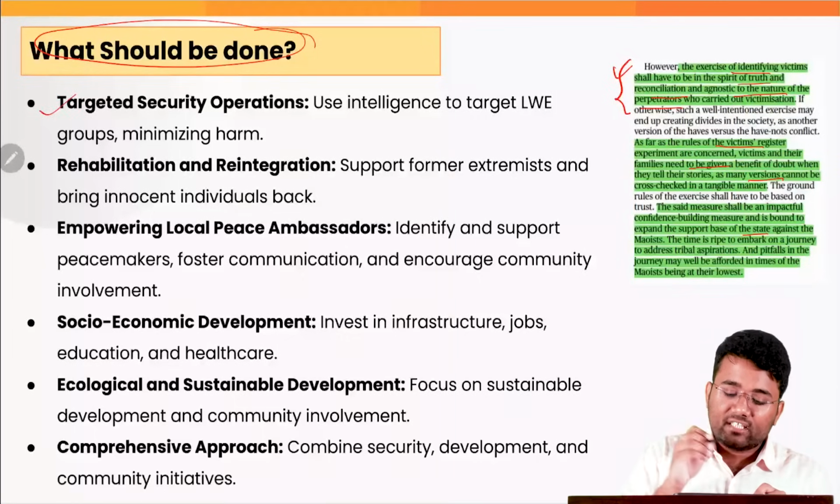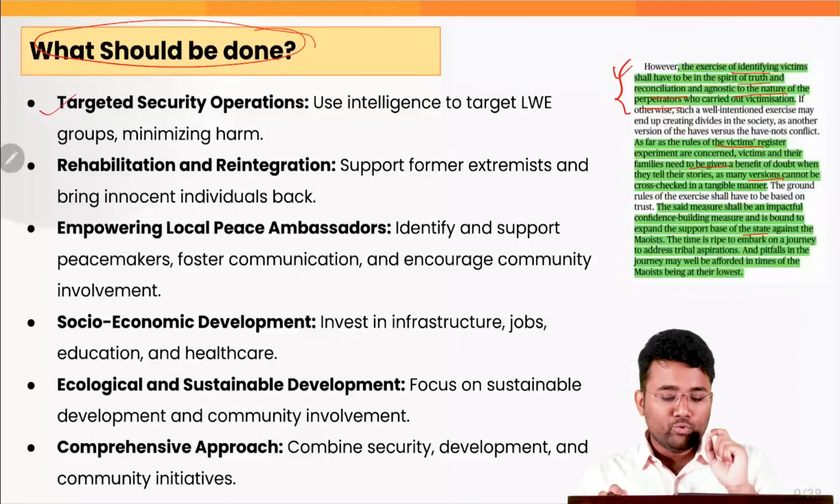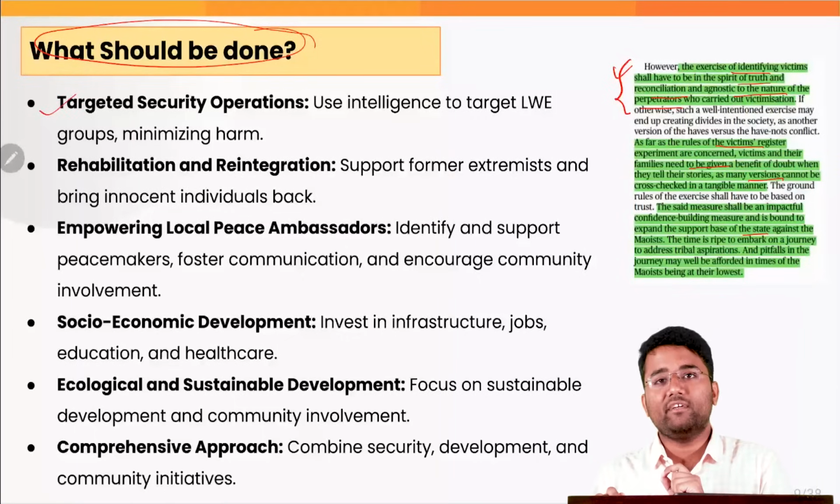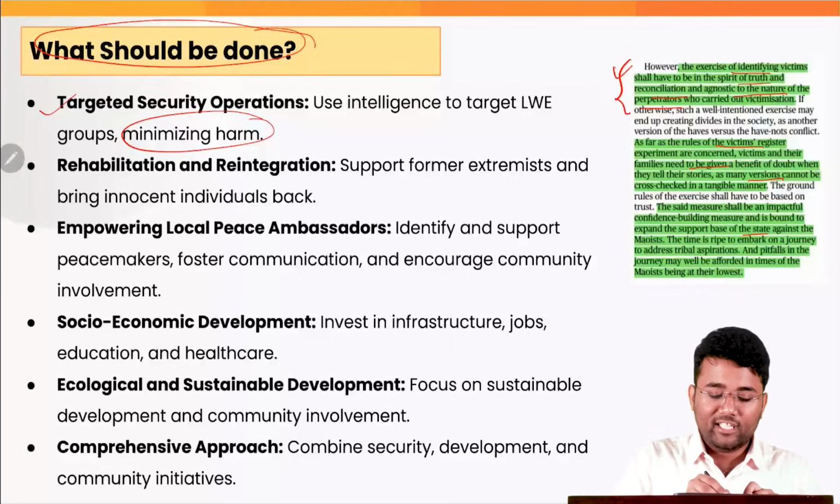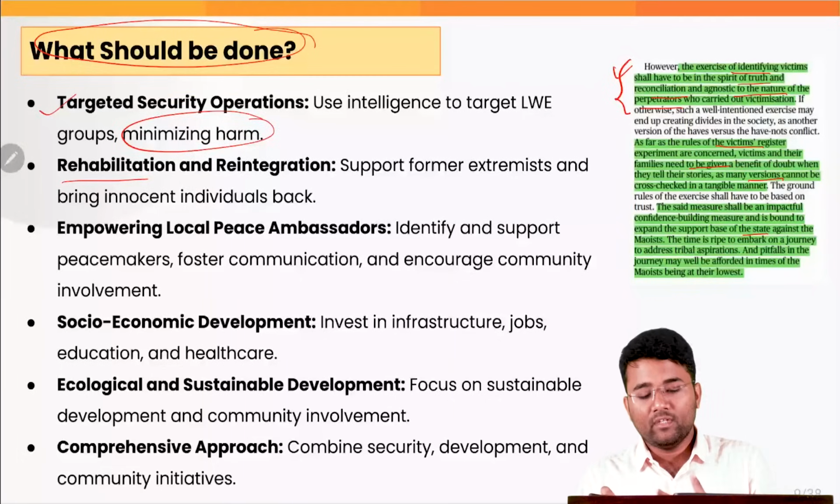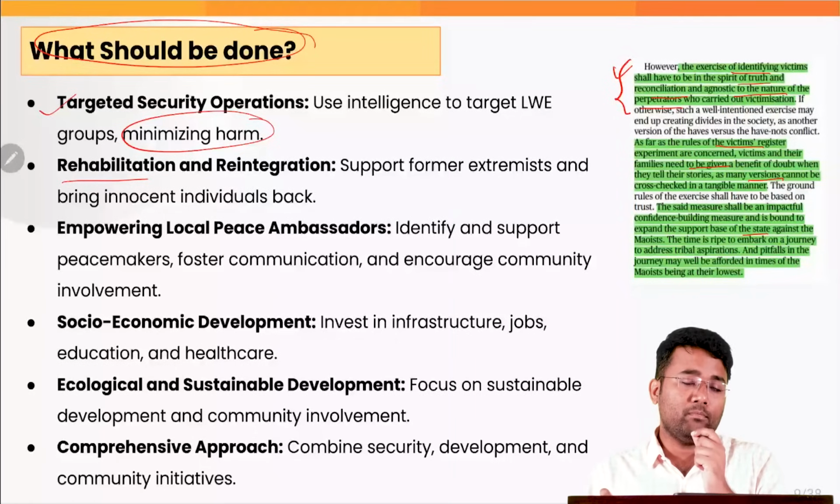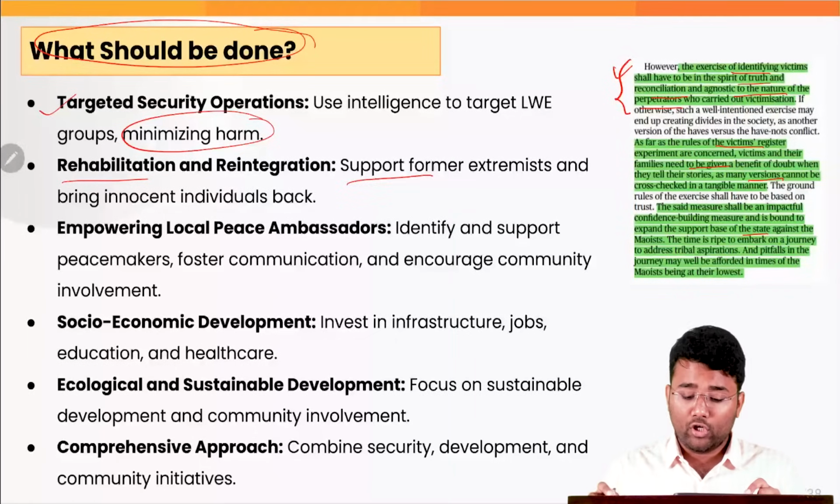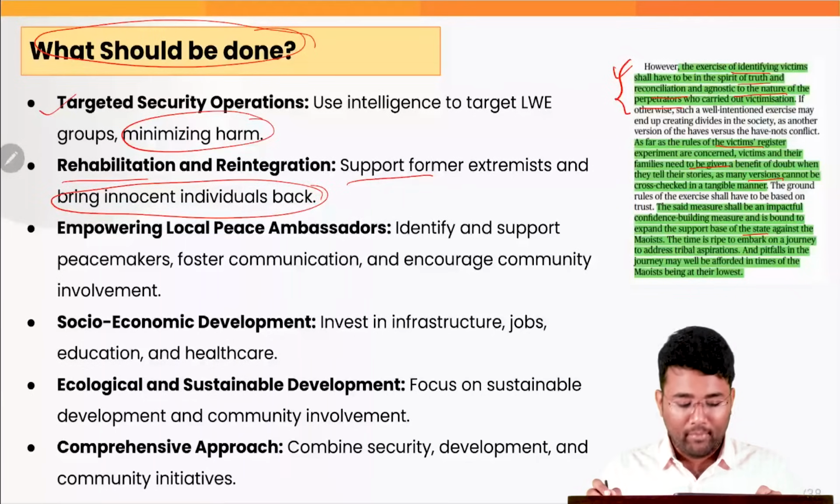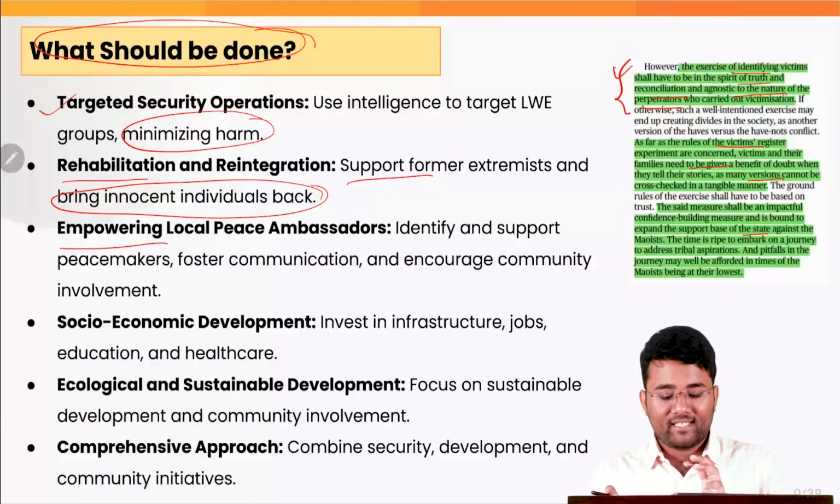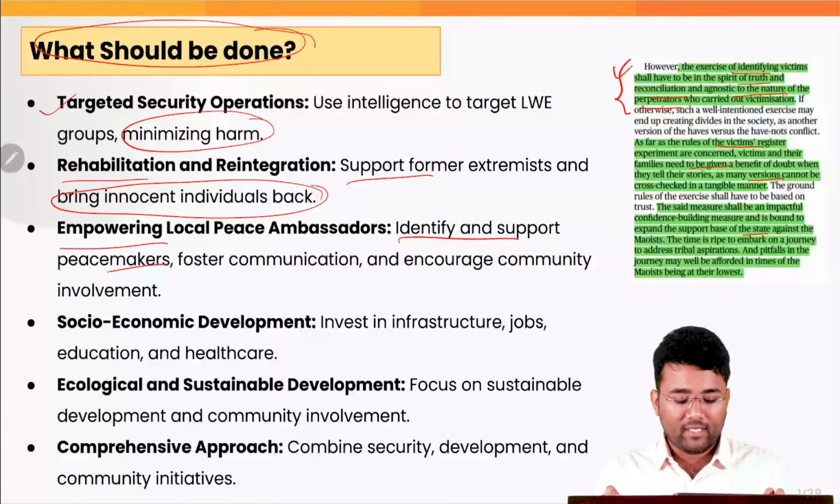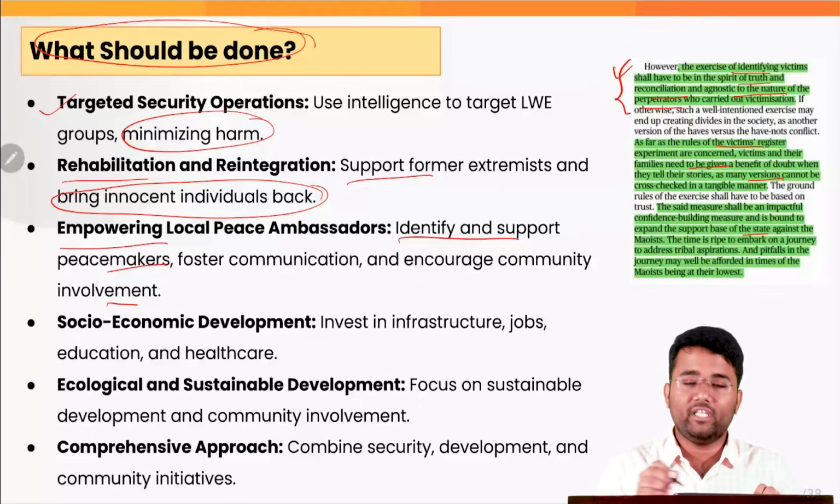Also, we can have targeted security operations using intelligence to target the left-wing extremist group, which will help in minimizing the harm. Also, there is a need for rehabilitation and reintegration, where we will help in providing support to former extremists and bring innocent individuals back. Also, we need to empower the local peace ambassadors. We need to identify and support peacemakers, foster communication and encourage community involvement.